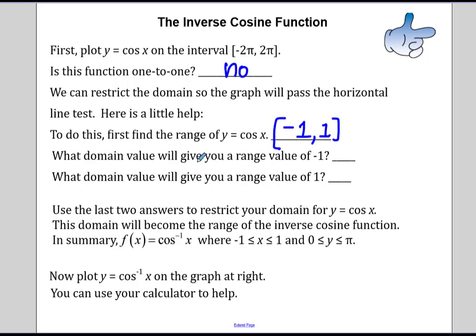And what domain value will give you a range value of negative 1? That would be pi. And what domain value will give you a range value of positive 1? That would be 0. So we can use the last two answers to restrict our domain for cosine of x. That domain will become the range of the inverse cosine function. So when y is the cosine inverse of x, the domain is between negative 1 and positive 1, and the range is between 0 and pi.